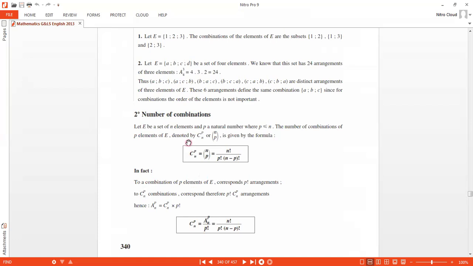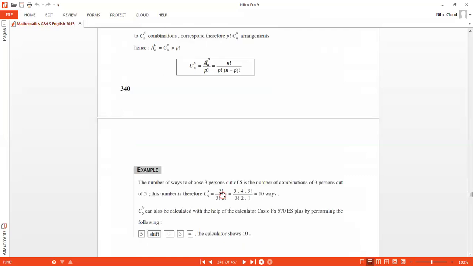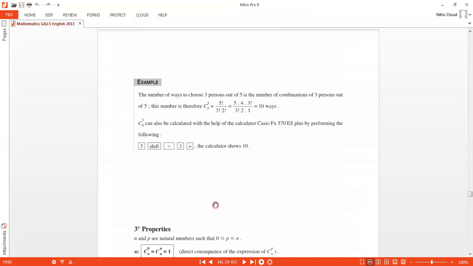So where do we use C? We use it when they say that we have to choose simultaneously, which means at the same time, and you cannot repeat the case more than one time. So you use the combination. For example, the number of ways to choose 3 persons out of 5. Of course, you cannot choose the same person 3 times. So you have to use the combination of 3 persons out of 5, okay?